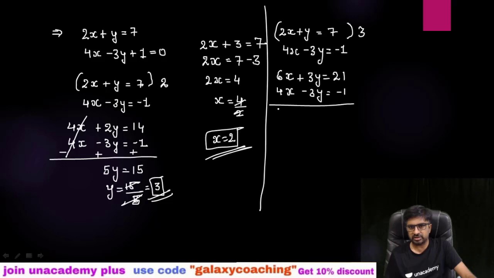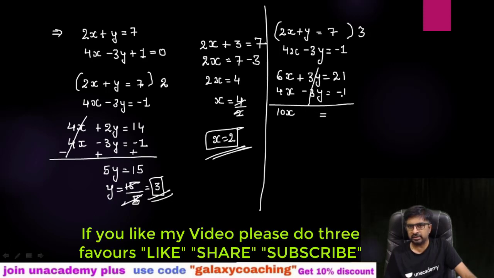So 6x plus 4x will give you 10x. Minus 3y plus 3y will give you 0, so no need of writing that. And 21 minus 1 will give you 20. So the value of x will be 20 by 10. So x is equal to 2, guys. You can see we are getting the same answer.